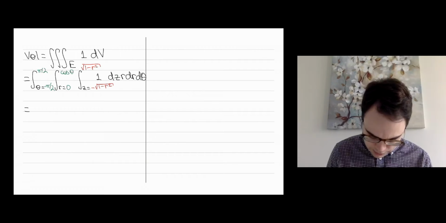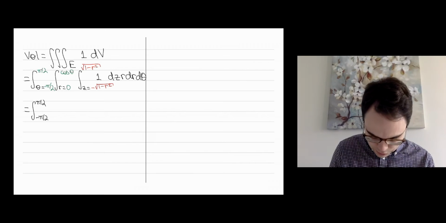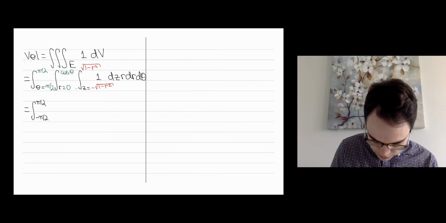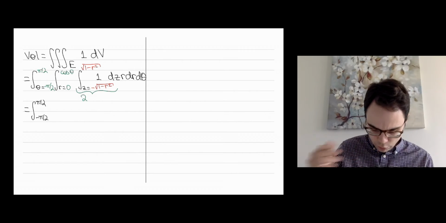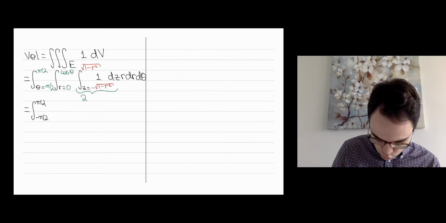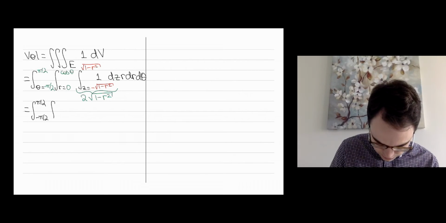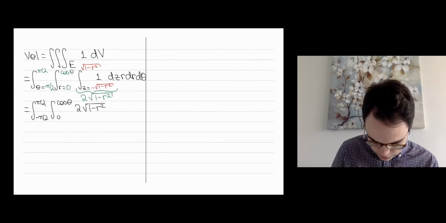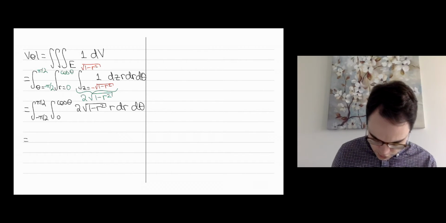So there is an integral in theta from minus pi over 2 to pi over 2. Then there's an integral in r. Let's skip ahead a little bit. The innermost integral of 1 dz is just z evaluated at the endpoints. If I look at the difference of the values at the endpoints, I just get 2 root of 1 minus r squared. So I'm integrating from 0 to cosine theta 2 root of 1 minus r squared times r dr d theta.